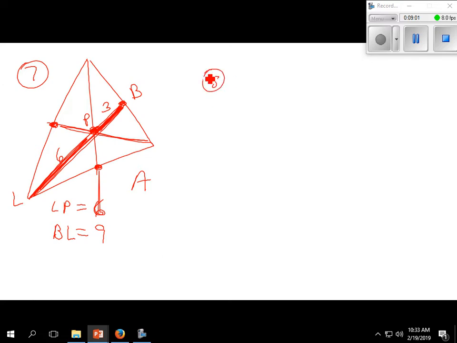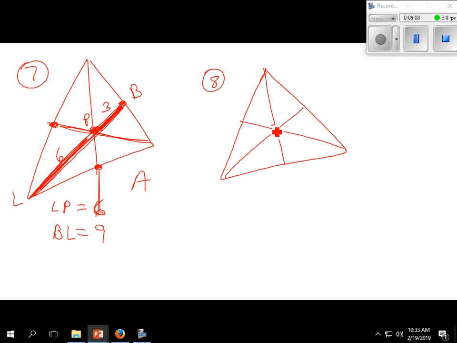Number 8, same idea on number 8. They tell us that point right there is a centroid. They tell us that segment AN, this is A, that's N, that that whole thing is 18. Well, what you could do is split it up into thirds. So 6, 6, and 6. The shorter part has to be one of those, which is 6. The longer part has to be double that, which is 12.